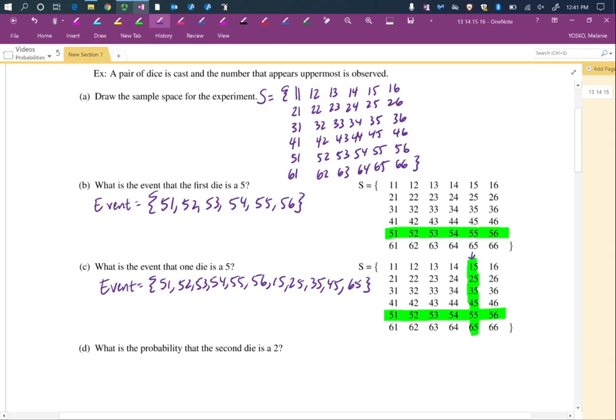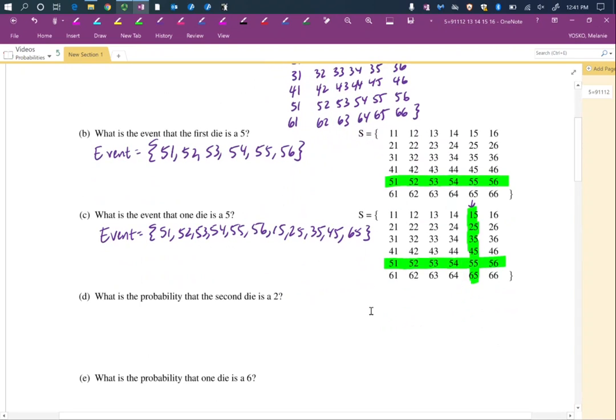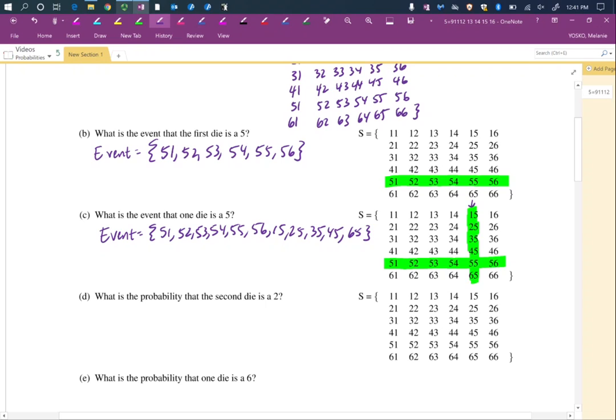Next question. What is the probability that the second die is a 2? So we've changed it. The first two, we wanted the event, which means list the outcomes. Now we want a probability. Remember, probability is a number between 0 and 1. So what is the probability the second die is a 2? So second die is the second number. So second die is a 2, all of these, right?